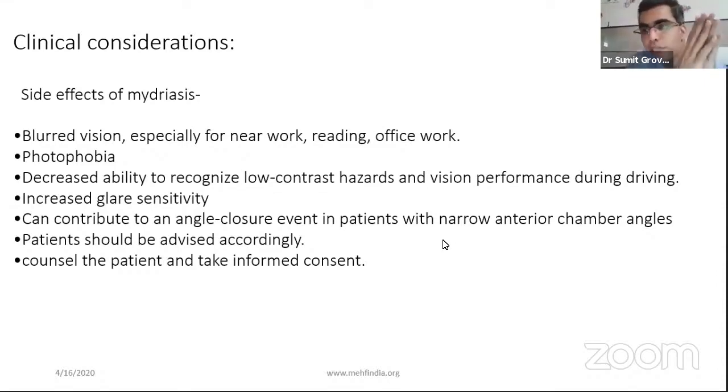If the patient has not come with an attendant, or has come driving some vehicle, the patient should be told that there might be some problem. Counsel the patient and always take an informed consent.